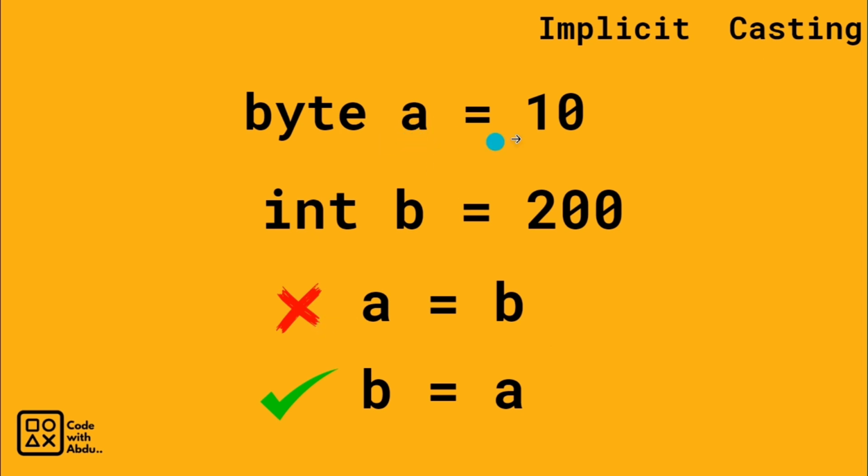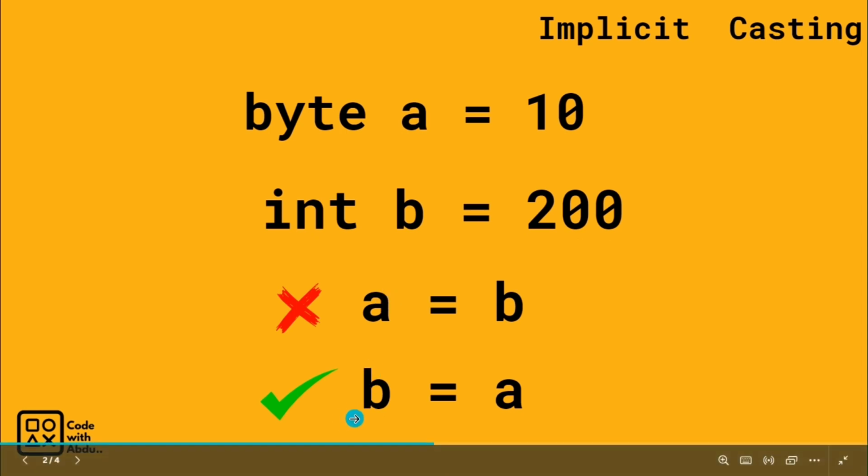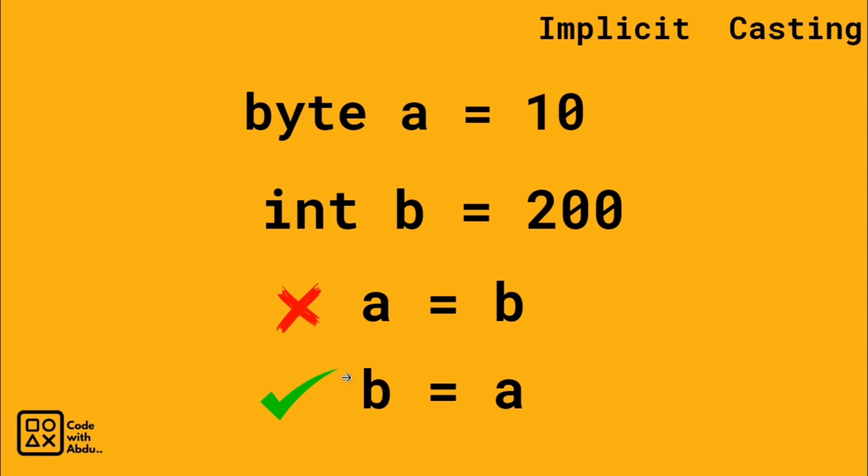the first thing we did in the beginning is we took a as 10. So we are putting the value 200 into a byte, like putting a big basket into the small basket, this big basket into this byte basket. Okay, the big basket cannot go into the small basket, but the small basket can go into the big basket. So this is implicit casting.